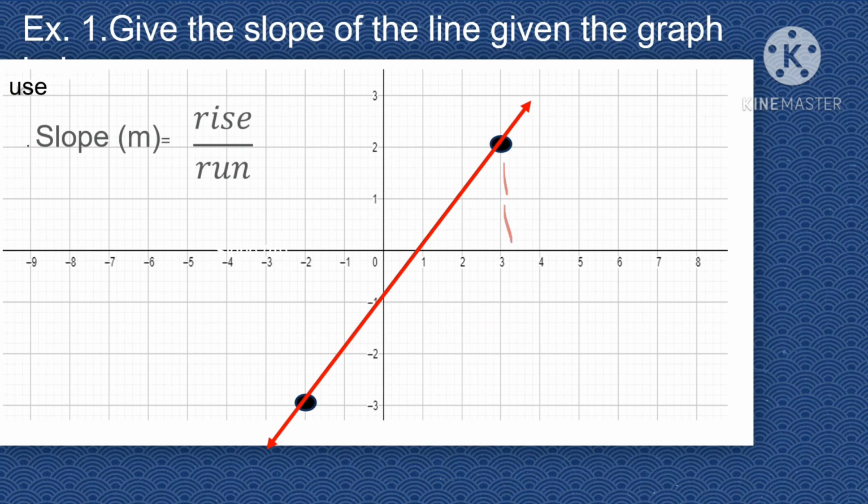1, 2, 3, 4, 5. And for the run, we have 1, 2, 3, 4, 5. So 5 units as the rise and 5 units as the run. We define slope as the quotient of 5 and 5, or simply 1. So m equals 1, or the slope is 1.